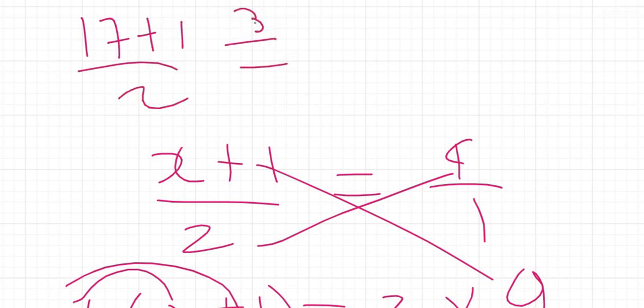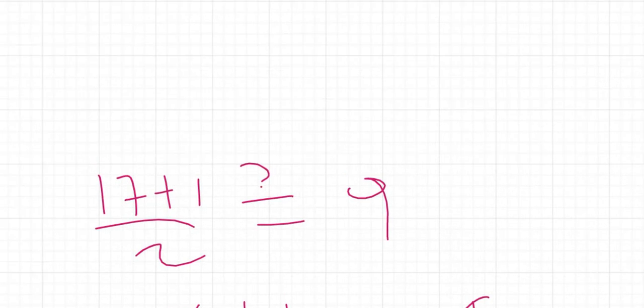Let's put a question mark there. Should it actually equal 9? Is it true? Let us see. If we add 17 and 1, we get 18, and we divide 18 by 2, we get 9. So it is indeed correct.